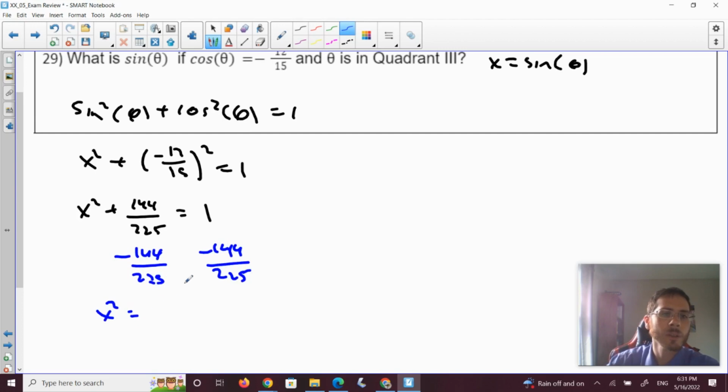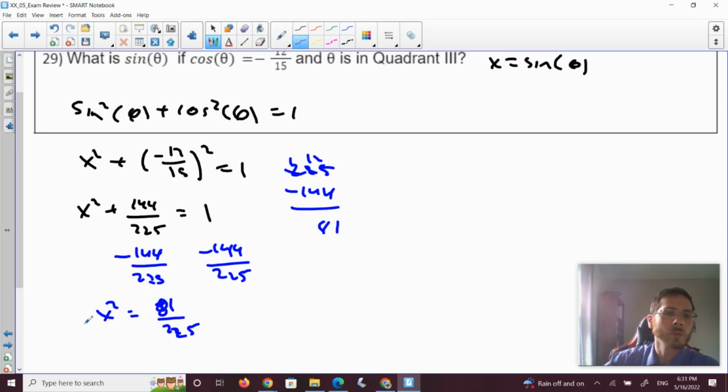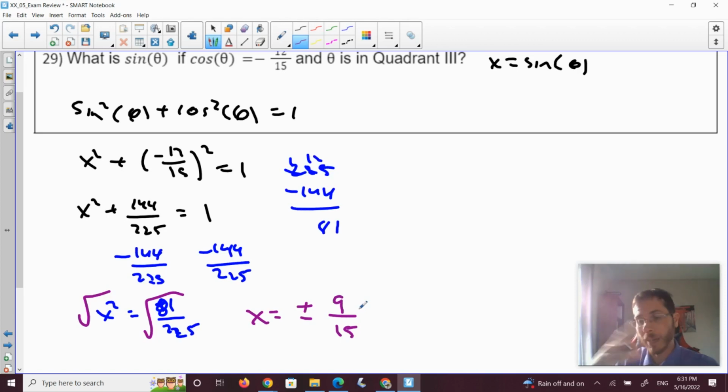So x squared equals, so this is 225 minus 144. That's 81. So that's 81 over 225. We'll square root both sides. So x is equal to plus or minus 9 over 15. All right, so I got 9 over 15.